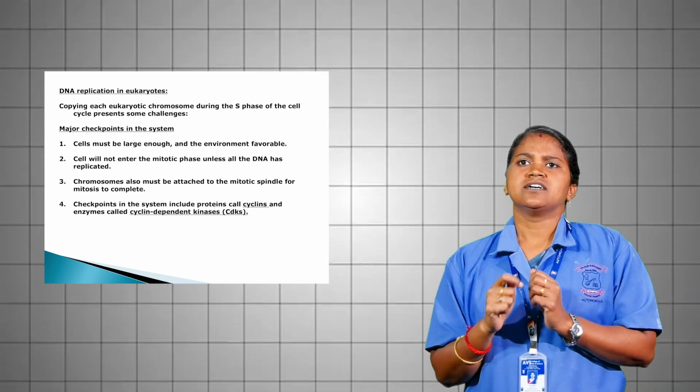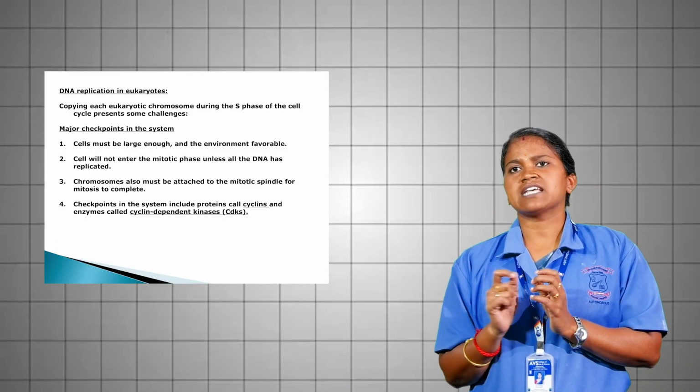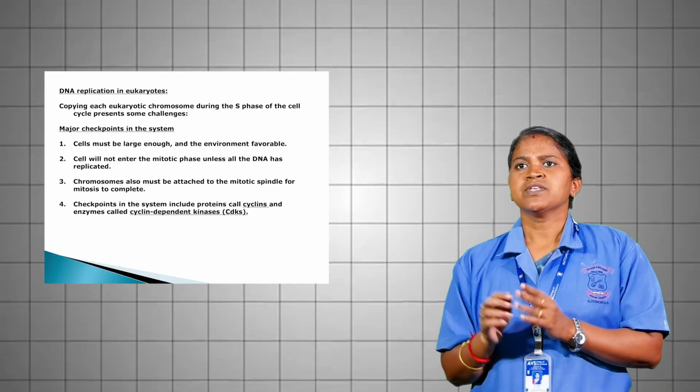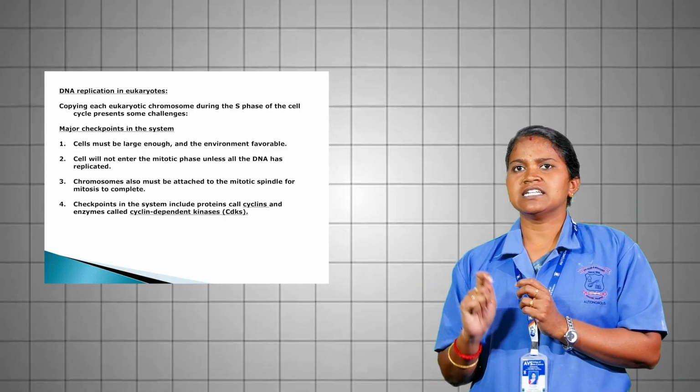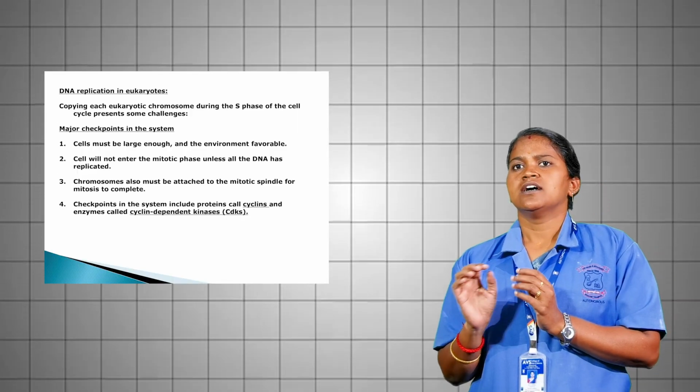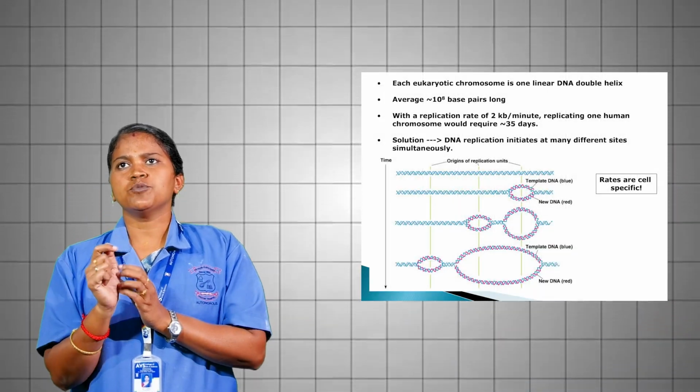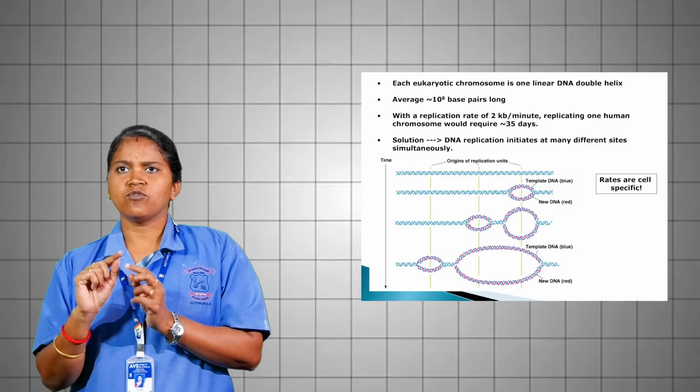Next one, CDK. CDK is nothing but cyclin dependent kinase. It is a system of proteins induced in the cell cycle, enzymes called cyclin dependent kinase. Each chromosome has a double helix structure or one linear strand.